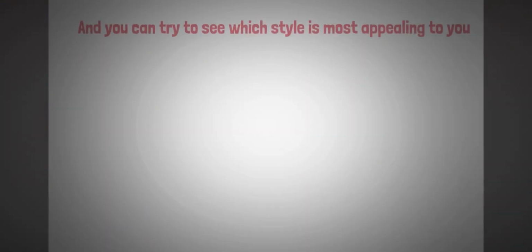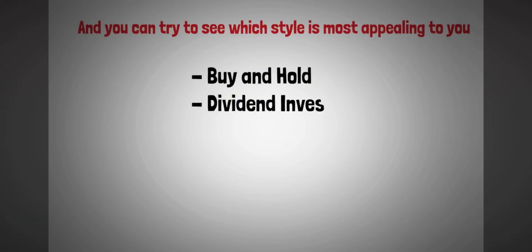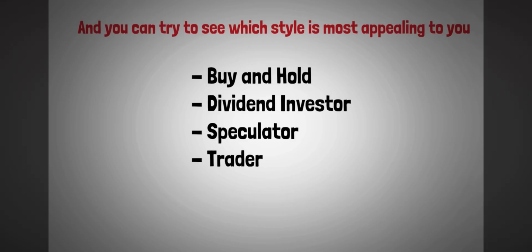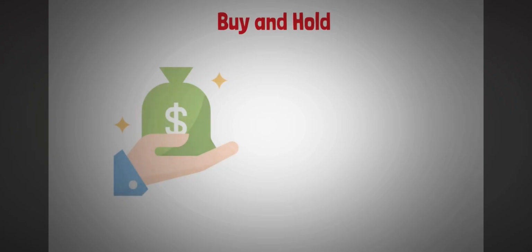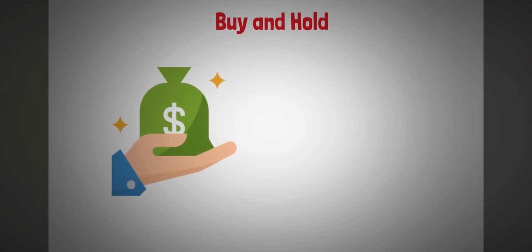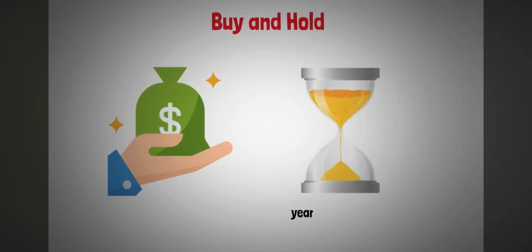Now, I want you to know that many people get wealthy in the stock markets, and there's not just one way to do it. I'm going to tell you what most people do. And you can try to see which style is most appealing to you. Buy and hold, dividend investor, speculator, trader, and let me explain these styles to you. Buy and hold. Some people just buy stocks and they just hold on to them for a very long time. We're talking about years, even decades. Some people, they'll even hold on to their stocks until they die and they'll put it in their will.